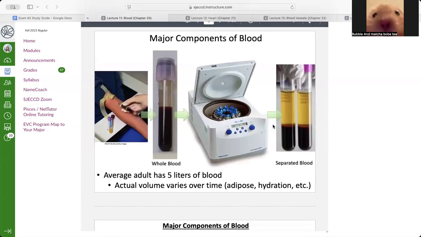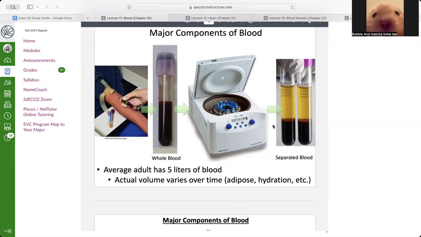So, the major components of blood. Blood is used to transport nutrients, oxygen, carbon dioxide, waste, hormones, and immune system components. And this maintains homeostasis for the interstitial fluid. This fluid is the extracellular fluid, and this distributes heat throughout the body. So blood travels through the circulatory system, which is made up of your heart and blood vessels.